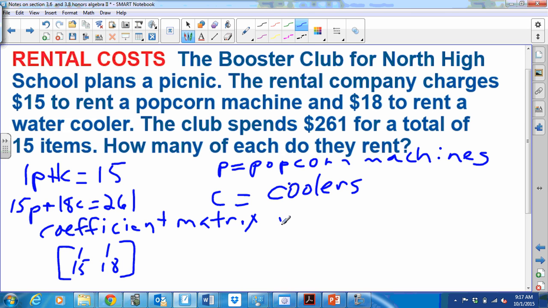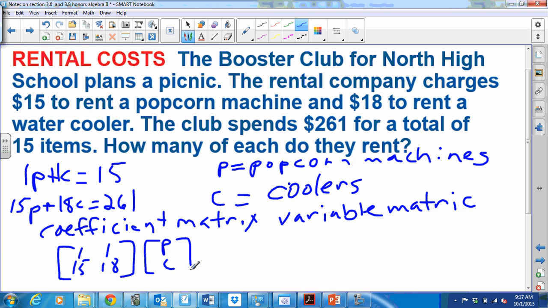And then we're going to have our variable matrix. In this case, our variables are P and C. You have to make sure that you keep them in the order that they were written in the standard form of the equation. P is coming first and C is coming second. So it's going to be a 2 by 1 matrix. And then we put the values that it equals. And that's 15 and 261. I have no idea why I put that line in between those. 15 and 261.